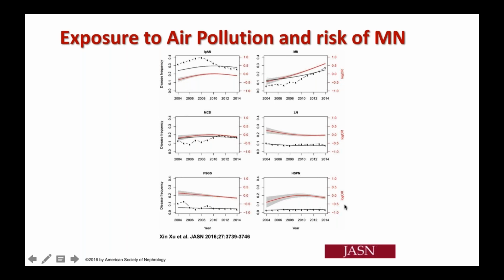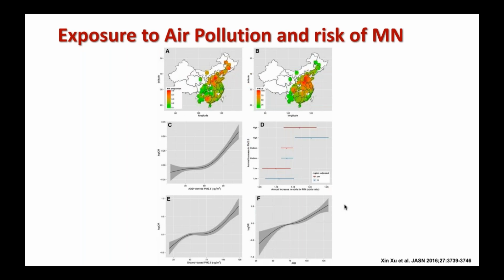And then they went on to look at air quality in different regions and the prevalence of membranous nephropathy in that region. And they were able to show actually a direct correlation between exposure to air pollution and the risk of membranous nephropathy in different parts of China. So this does not establish a cause and effect relationship. This is only associative, but this is very thought-provoking.